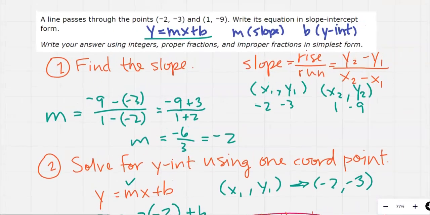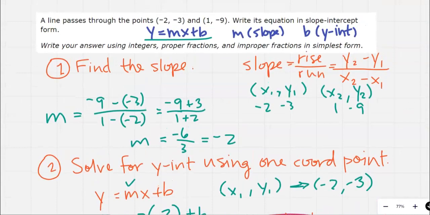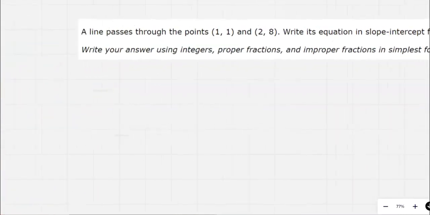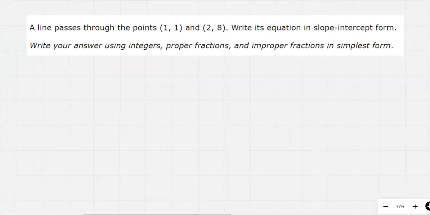Now, for your practice, so you can get a sense of how this process works, I have this problem for you to try. It says that a line passes through points 1, 1, and 2, 8. They want you to write its equation in slope-intercept form. Write your answer using integers, proper fractions, and improper fractions in simplest form. So I'd like for you to go back and take a look at how we walked through the previous example. Take a look at the steps we did, how they worked out, why we did it, and as you're reminding yourself of how to do that process, I'd like to see you do this one.